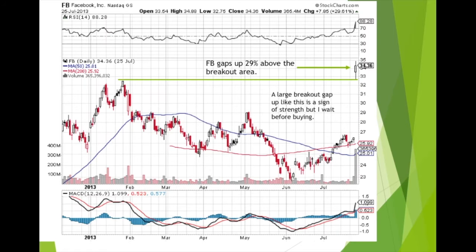Let's take a look. So you see here, Facebook gaps up 29.61%, which is insane. Smaller stocks can gap up like this, but you very rarely see a stock as big as Facebook gap up like this. Look at how many shares were traded: 365 million shares. Wow, that's really amazing. I couldn't believe that. So you see, this is a really strong move to see that many shares traded and for the stock to move this high in one day. And you see it gaps up here. So I didn't buy it on this day. Let's take a look at what happens next.